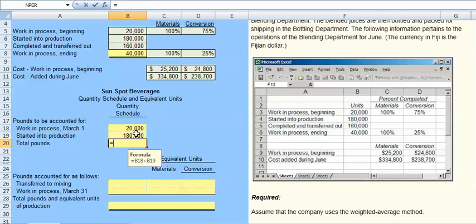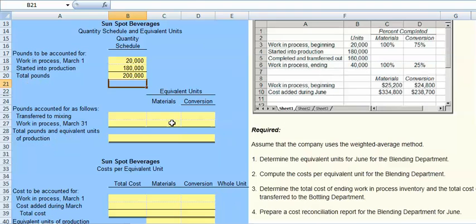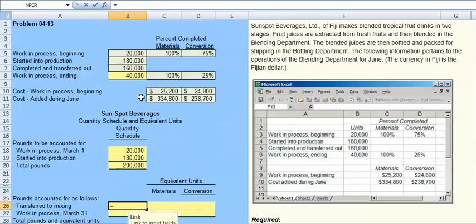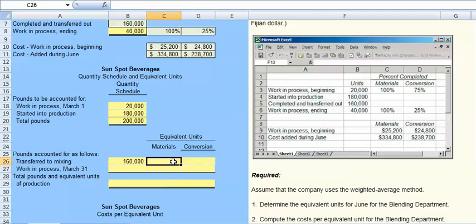Total pounds available or total units, 180 plus 20. We've got 200,000. Transferred to mixing. We've got that information above. We were told that we transferred out 160,000 units. And ending work in process, we calculated that right up there. We've got 40. Anything that was fully transferred out or is fully complete with respect to both direct materials and conversion costs, we can just link that to our 160.